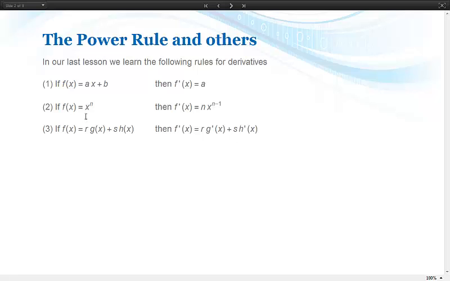The derivative of x to the nth power is n times x to the n minus 1. That is, I bring down the exponent, and then x has an exponent reduced by 1.